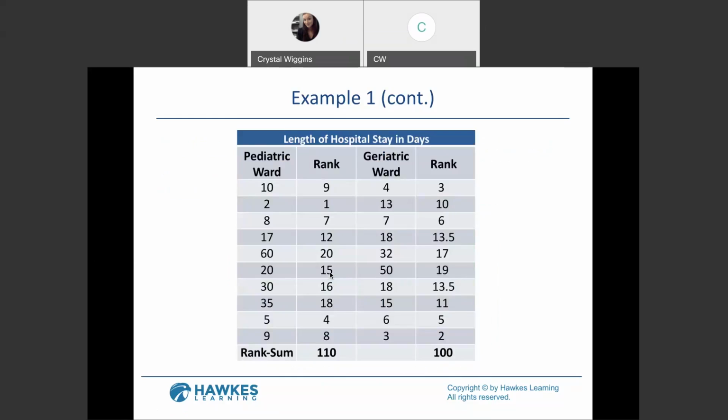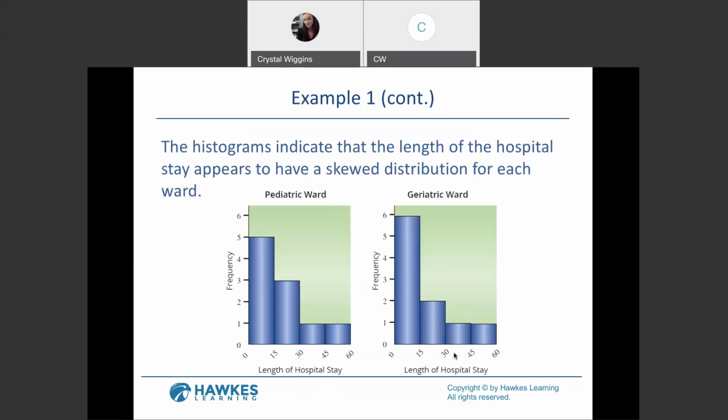Okay, and then notice the next thing that they did was they summed the ranks. The sum of the ranks given to pediatric was 110, and the sum of the ranks awarded to the geriatric was 100. We're really taking a look at the difference between the sums of the ranks to see if they're significantly different. In the histograms, we indicate the length of the hospital stays appear to have a skewed distribution for each ward.